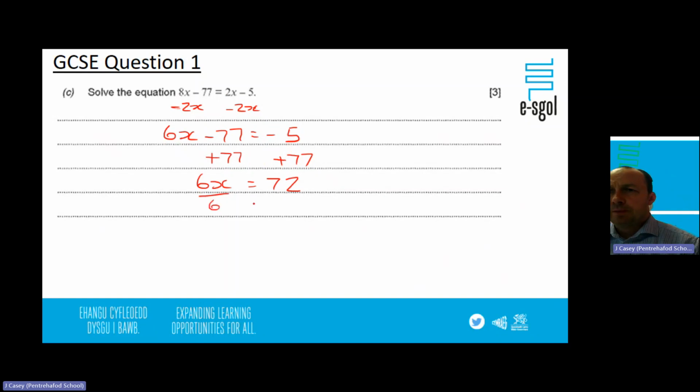And then I'm going to divide both sides by 6, divide by 6. The value of x is 12. So that's my final solution.